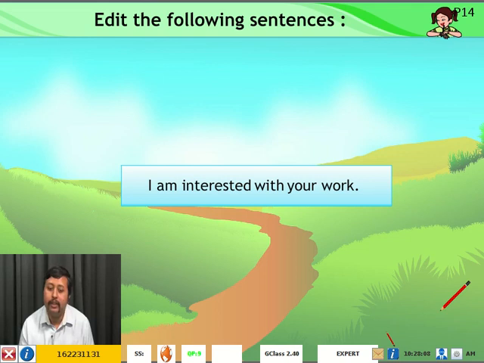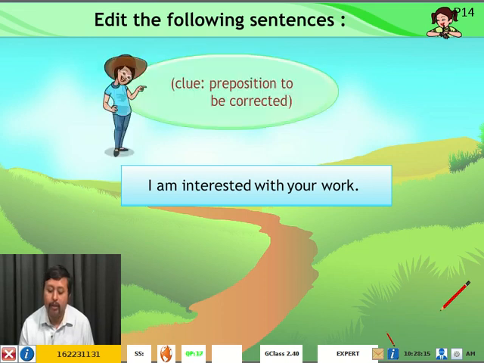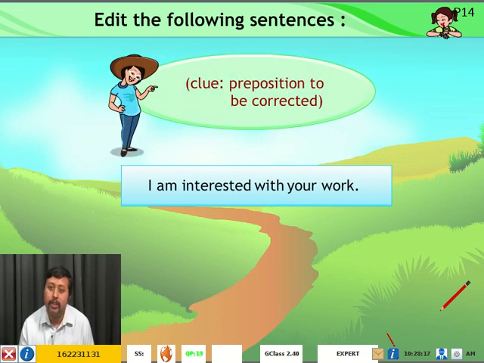I am interested with your work. So, your clue is what? Preposition to be corrected. So, where is the prepositional error? It's with. What should be the word? It's in. I'm interested in your work.